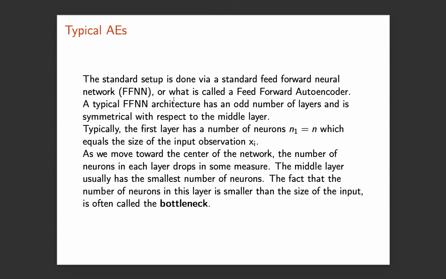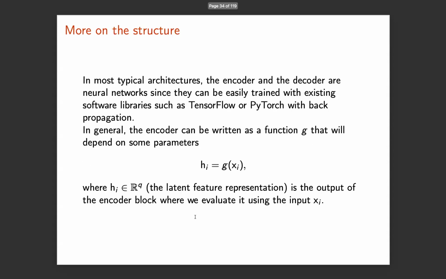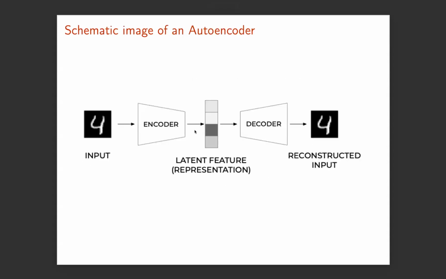In a standard setup, a feed-forward neural network is normally called a feed-forward autoencoder. It often has an odd number of layers and is symmetrical with respect to the middle layer. The first layer has a number of neurons which equals the size of the input observation. As you move towards the center of the network, the number of neurons in each layer drops, and the middle layer usually has the smallest number of neurons. The fact that the number of neurons in this layer is smaller than the size of the input is often called the bottleneck. If you look back at the image, you can think of this as a kind of bottleneck.